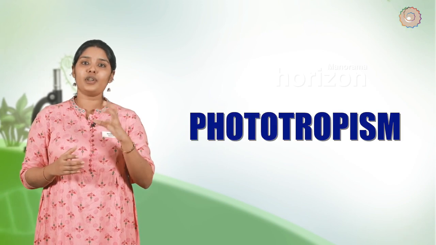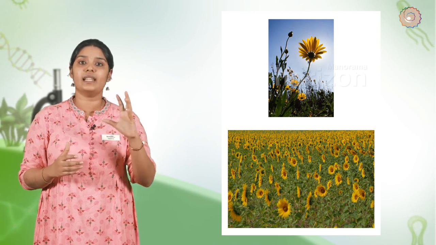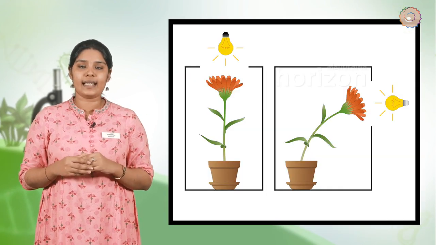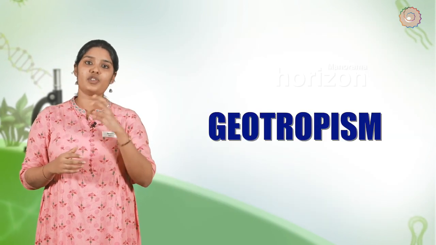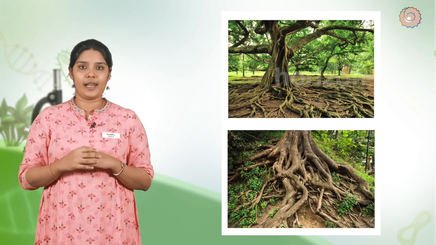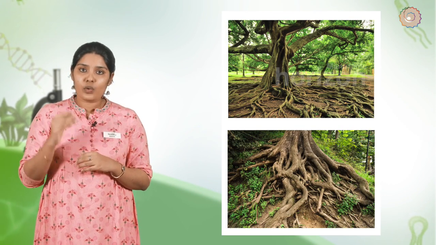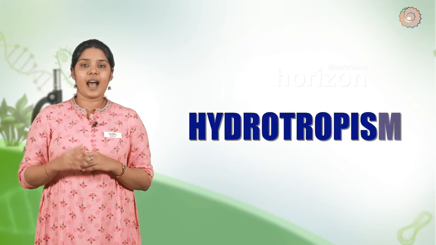They are phototropism. It is the movement of plants in response to light. The movement of the shoot of plants towards the light is an example of phototropic movement. Geotropism. It is the movement of plant parts towards the soil. This is the characteristic of the root system. The root always moves in the direction of Earth's gravity.